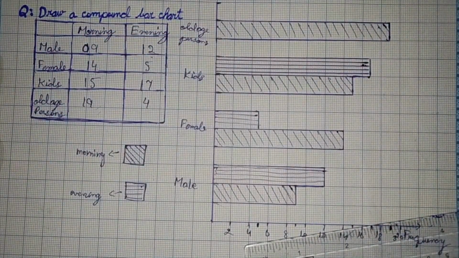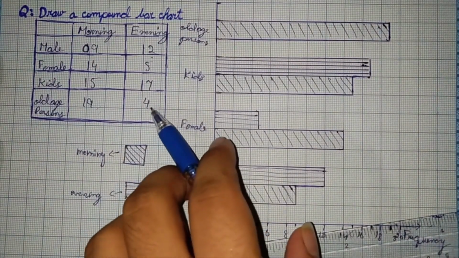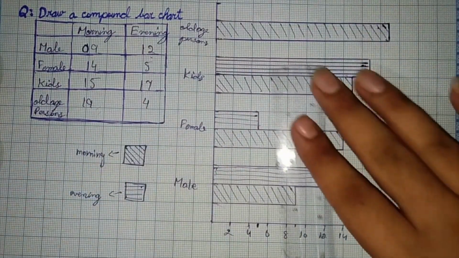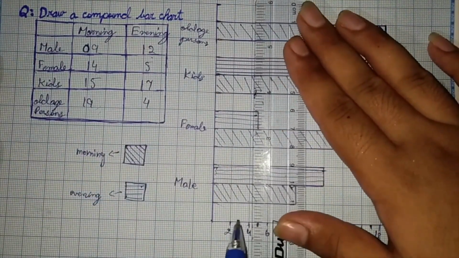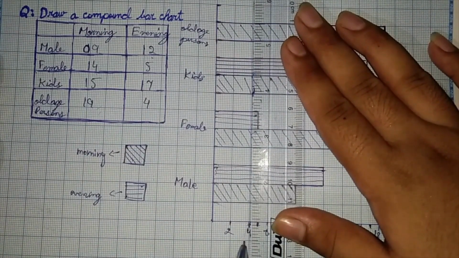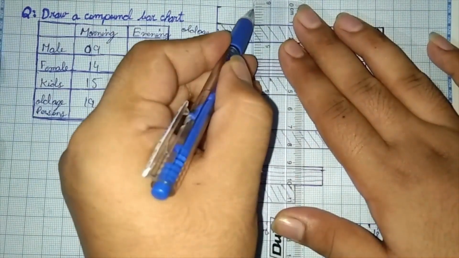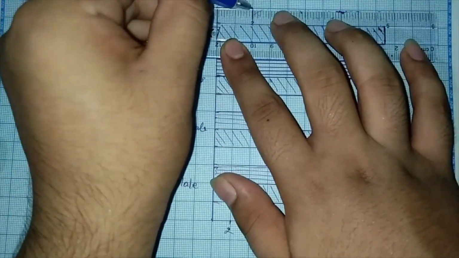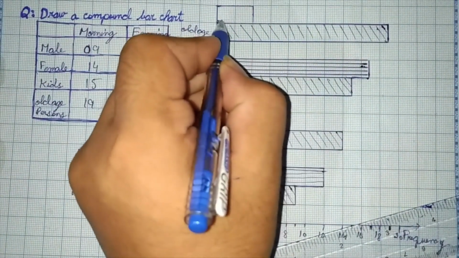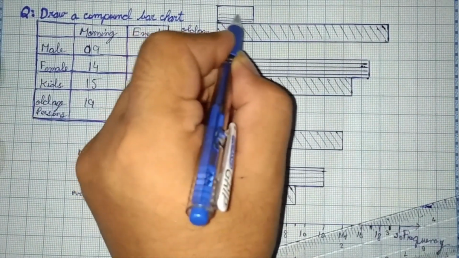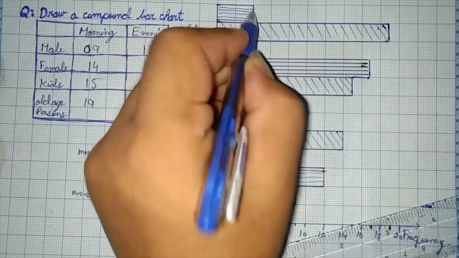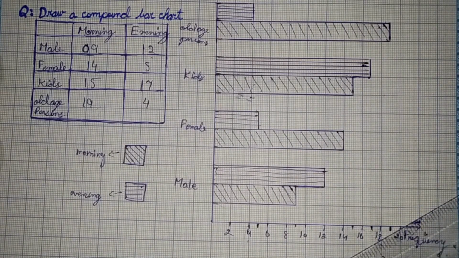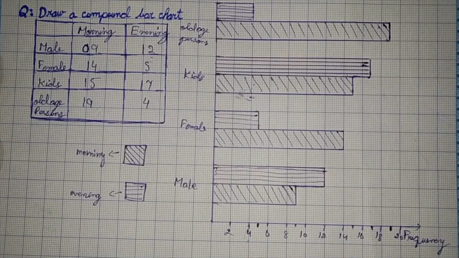Now we have 4 old age persons who used to exercise in the evening. So here we have 4, here we have 4. This line, and this line. So here we have 4, and that is our evening bar. All right, so here we have made our compound bar chart.